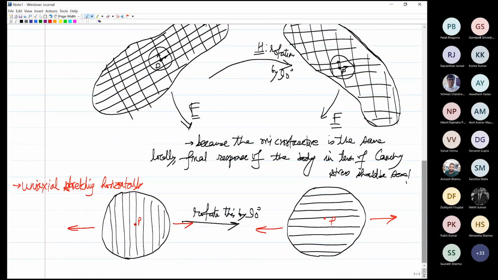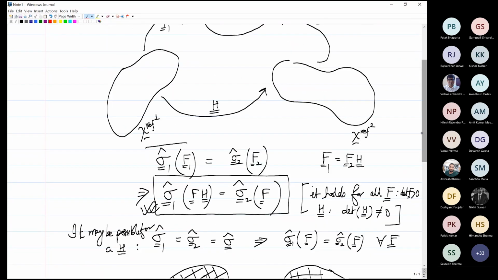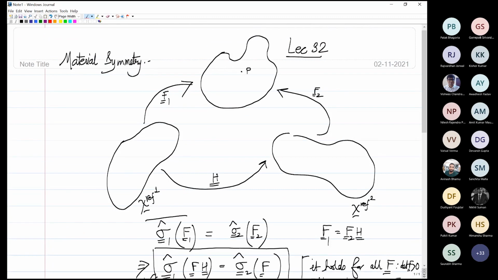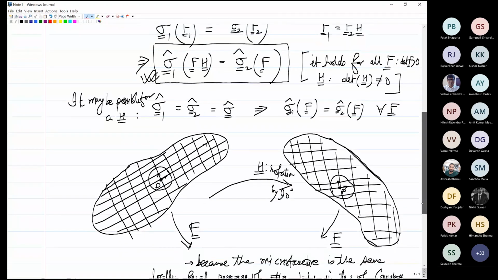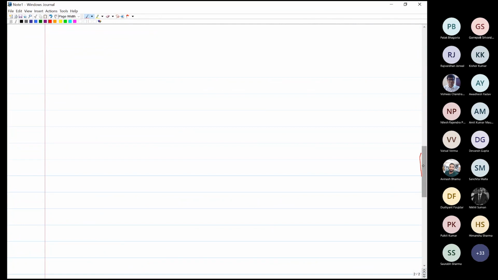So we just gave a specific example to illustrate that it is possible that even if you have two reference configurations related by big H, the response function, the Cauchy stress response function, will be the same. But it is not always. It is not going to be for all H.